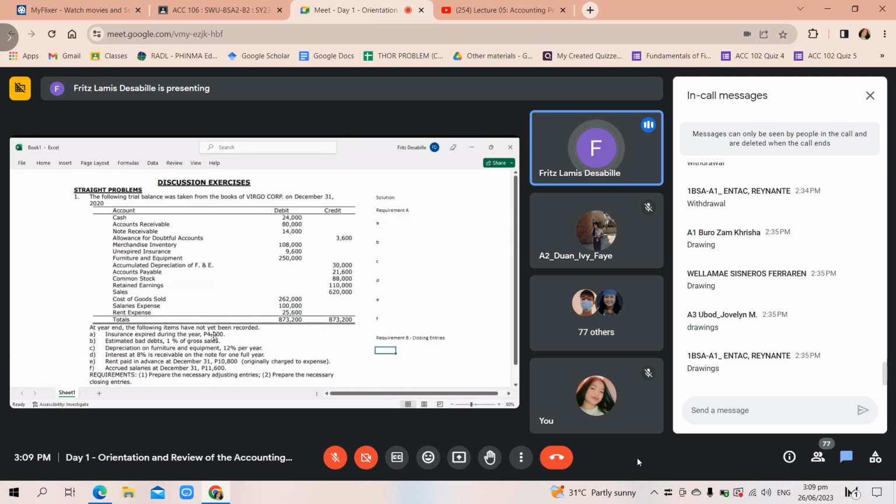Insurance expired during the year is 4,000. Okay. Sige guys, analyze with me. Nag-expire daw ang insurance 4,000. Okay. Now, unexpired, ang nasa tong libro, unexpired 9,600. So in order for us to recognize the 4,000 expired portion of the unexpired 9,600, what will be our adjusting entry? A debit to what?